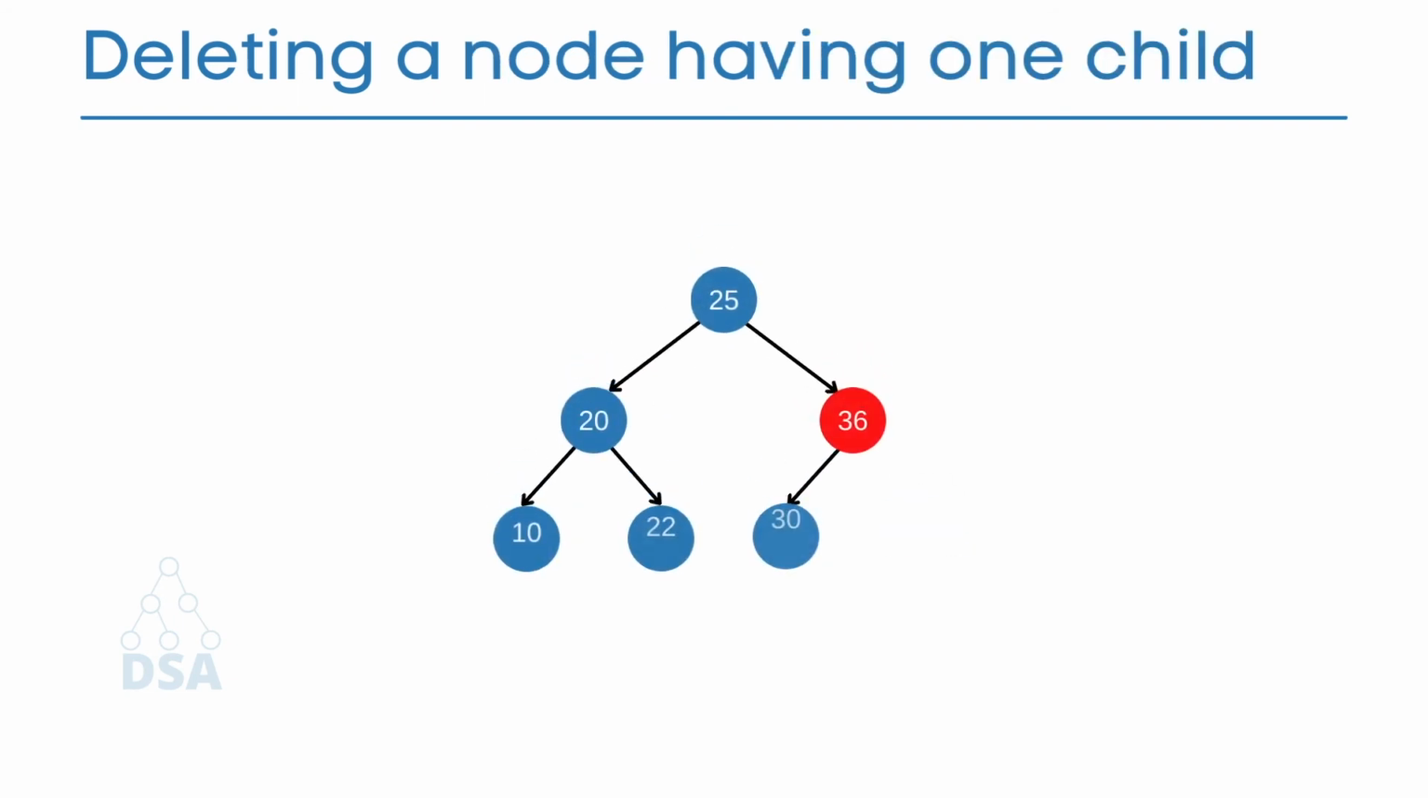Deleting a node having one child. In this case, we have to replace the target node with its child and then delete the child node. When we replace the target node with its child node, the child node will now contain the value to be deleted. Simply we have to replace the child node with null and free up the allocated space. Suppose we have to delete the node 36, as the node to be deleted has only one child, it will be replaced with its child 30. So the replaced node 36 will now be a leaf node that can be easily deleted.